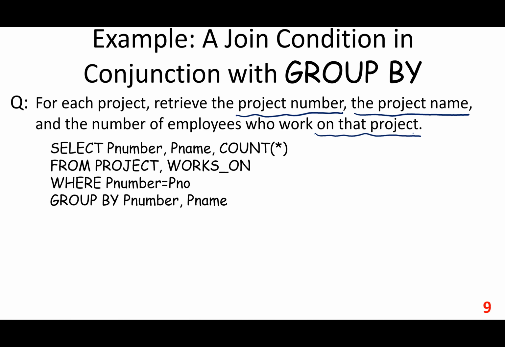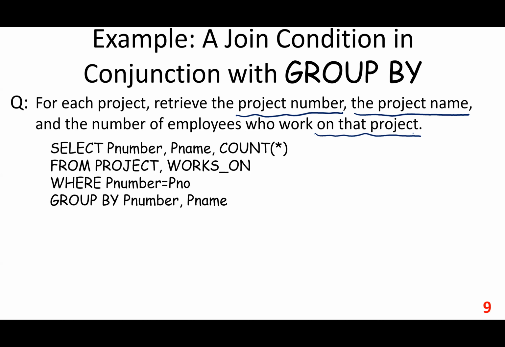Select P number, comma, P name, comma, count parenthesis star, from project table, works on table, where join condition P number equals P0 for two different tables.